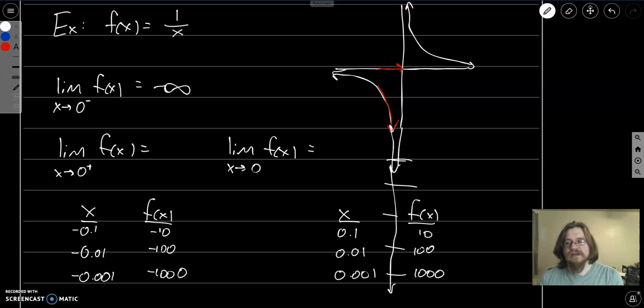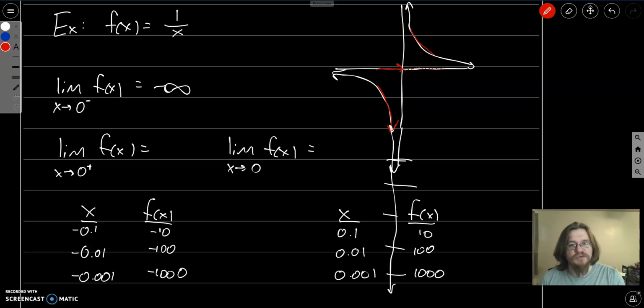If we look from the right-hand side, as we plug in x's that are closer and closer to 0 from the right-hand side, so say 0.1, 0.01, 0.001, our function height is increasing. The reciprocal of 1/10 is 10. Of 1/100th is 100. 1,000, 10,000. We can keep going as far as we want. Million, billion, quadrillion. We can keep going up and up and up.